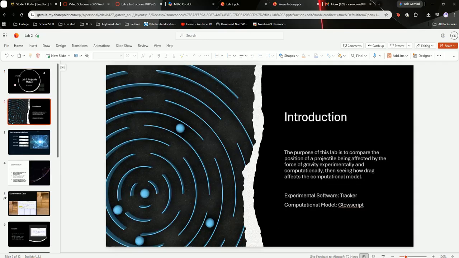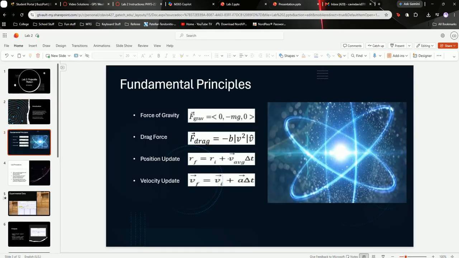To introduce the lab, the purpose of it is to compare the position of a projectile being affected by the force of gravity experimentally using Tracker and also computationally using GlowScript, then seeing how drag, or the b value, affects the computational model. The fundamental principles of physics used in this lab include the force of gravity as a vector, which is <0, -mg, 0>.